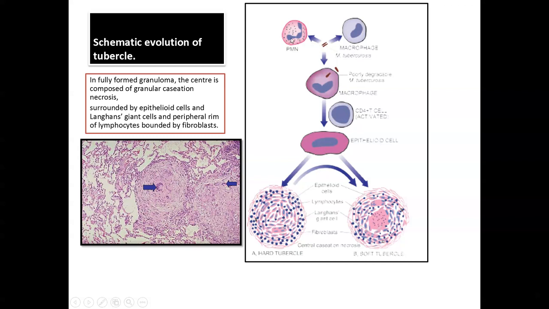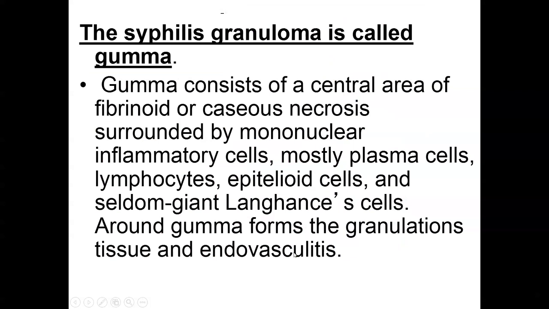So we see, as I said before, that the macrophages, due to various steps of activation, the activation results in epithelioid cell formation. And so we see the central necrosis, Langhans cells, epithelioid cells, and giant cells, and the outer layer of fibroblasts. Here, look, we see again the center with caseous necrosis surrounded by epithelioid cells, Langhans giant cells, and a peripheral rim of lymphocytes bounded by fibroblasts here. Okay, so let's go to syphilis.